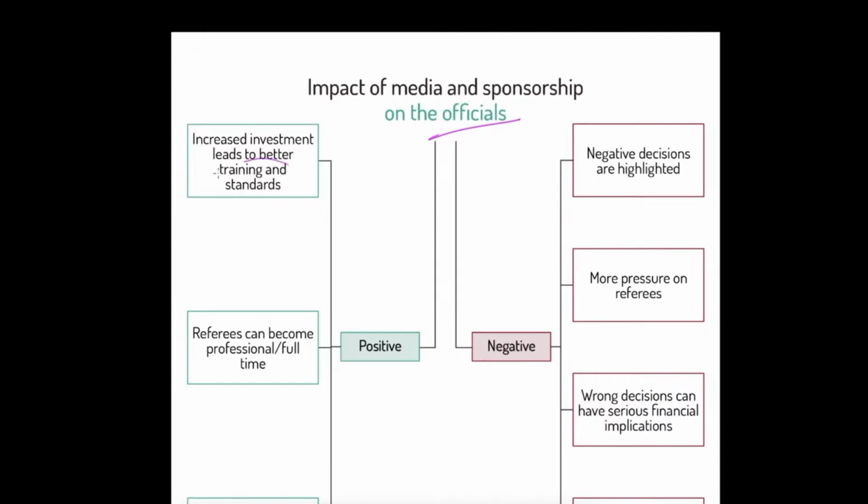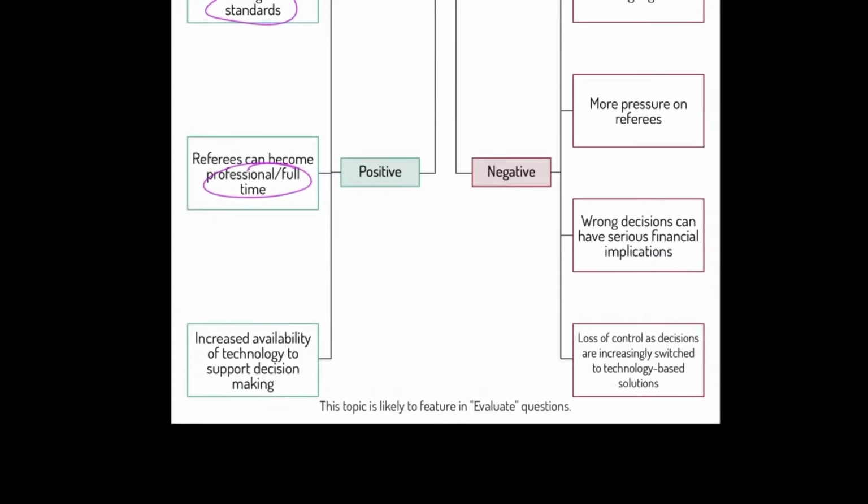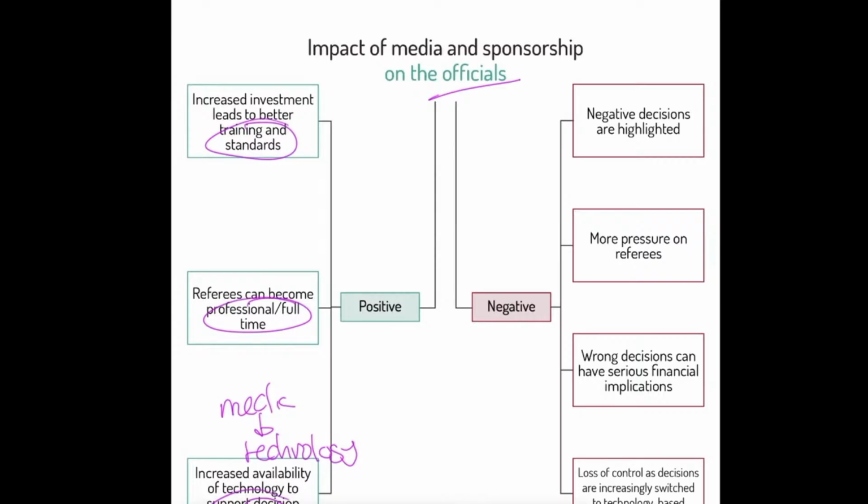What about the officials? We get better training and standards because of the investment. Referees can become professional, which of course is really, really good in that sense, better standards. And because there's media involvement, one of the things that media does, and we'll talk about this in a second, media leads to technology. Because often the technology that we use in sport is media-based. So that leads to better decision-making, more of which probably in the second half of this today.